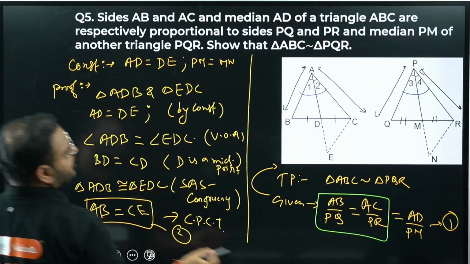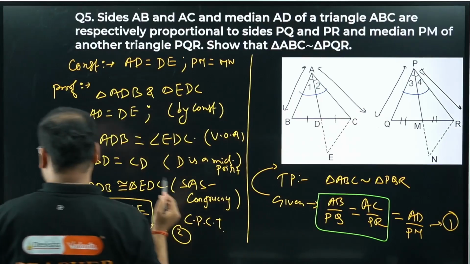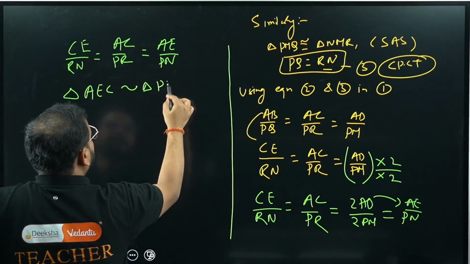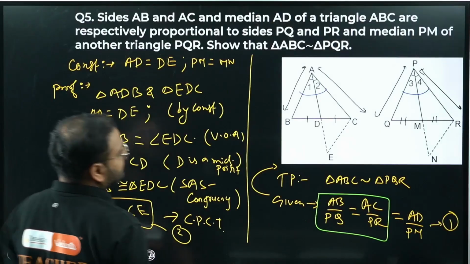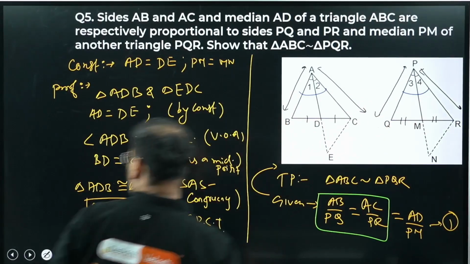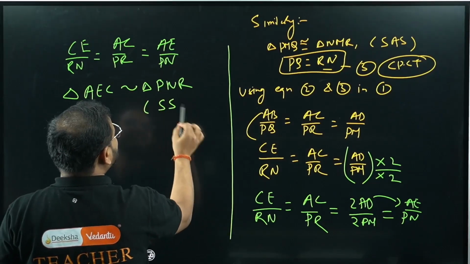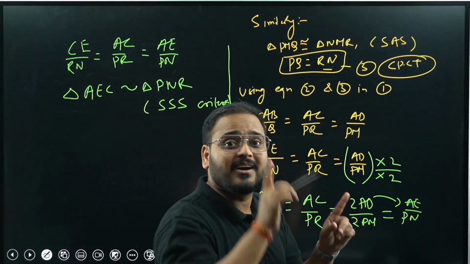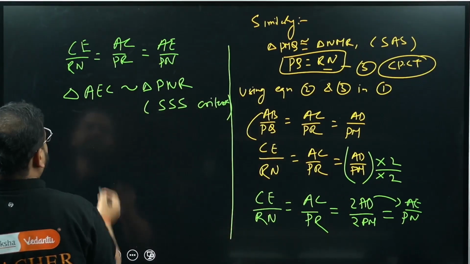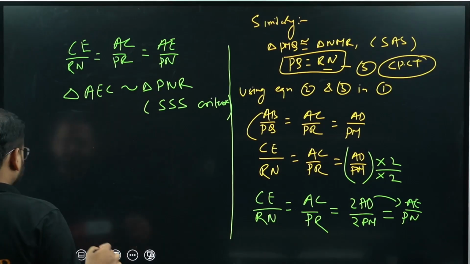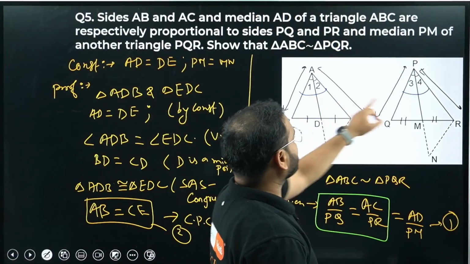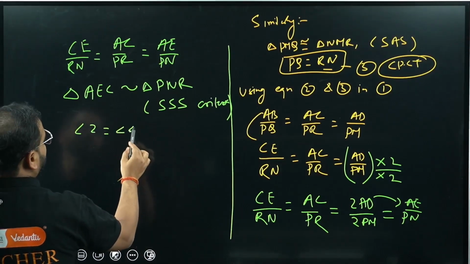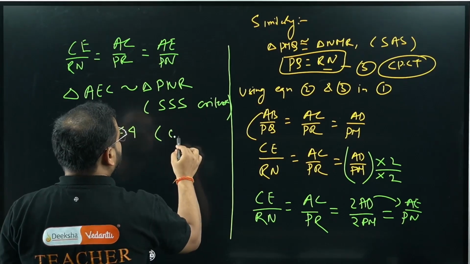Which triangles, sir? Triangle AEC and triangle PNR are similar, na? Triangle AEC is similar with triangle PNR. How come, sir? Side criteria, right? Sides are proportional means the triangles are similar. Great, sir. For that reason, once the triangles are similar, I can write angle 2 equals to angle 4. How come, sir? Corresponding angles of similar triangles.